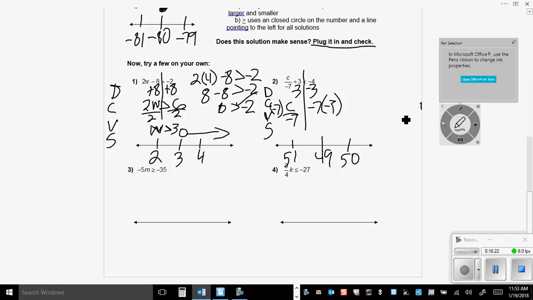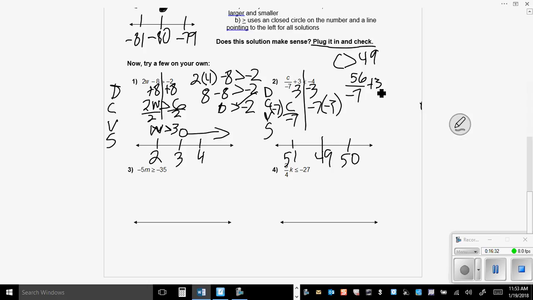And so I will say C is greater than 49. So what I'll do is 56 over negative 7 plus 3 is less than negative 4. 56 divided by negative 7 is negative 8, plus 3 is negative 5. Is negative 5 less than negative 4? Yes, it is.